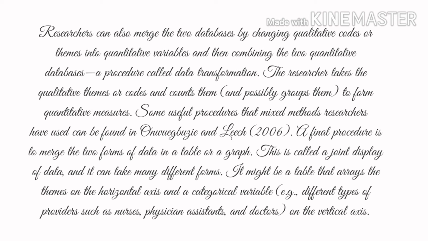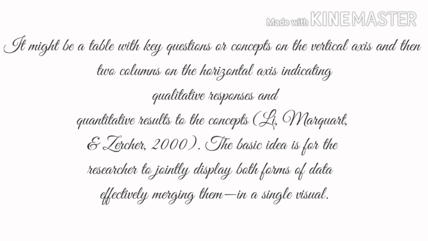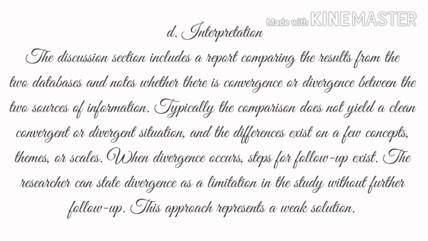A final procedure is to merge the two forms of data in a table or a graph. This is called a joint display of data, and it can take many different forms. It might be a table that arrays the themes on the horizontal axis and a categorical variable, e.g., different types of providers such as nurses, physician assistants, and doctors, on the vertical axis. It might be a table with key questions or concepts on the vertical axis and then two columns on the horizontal axis indicating qualitative responses and quantitative results to the concepts. Lee, Marquardt, and Zurcher, 2000. The basic idea is for the researcher to jointly display both forms of data, effectively merging them in a single visual interpretation.